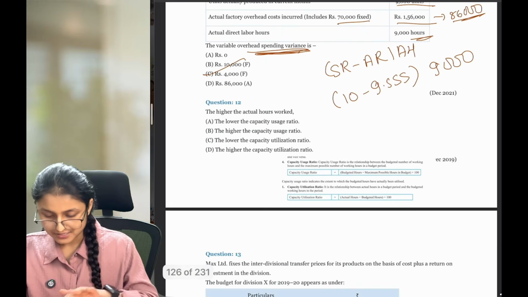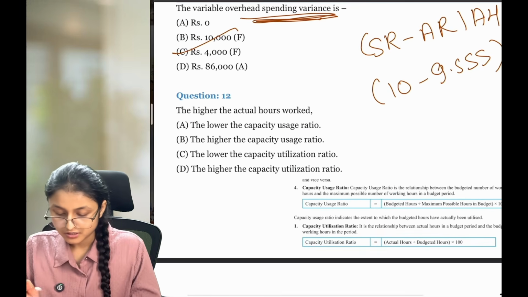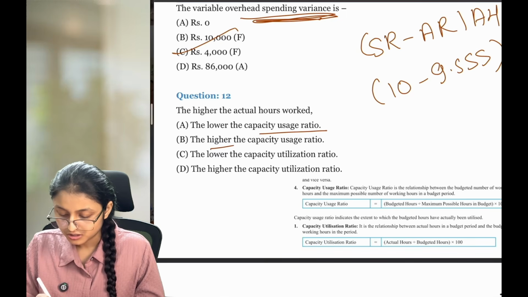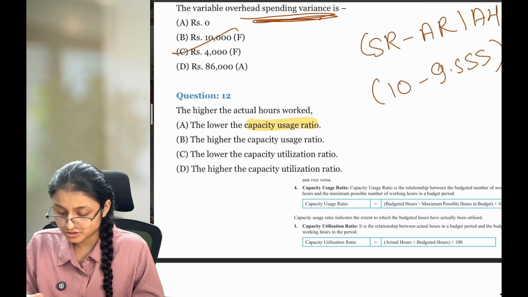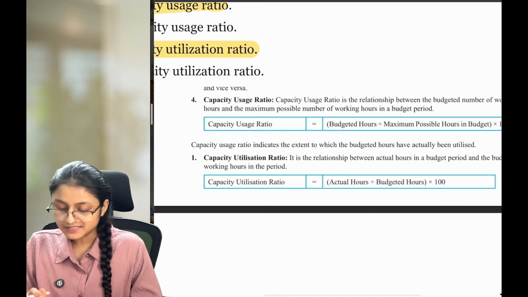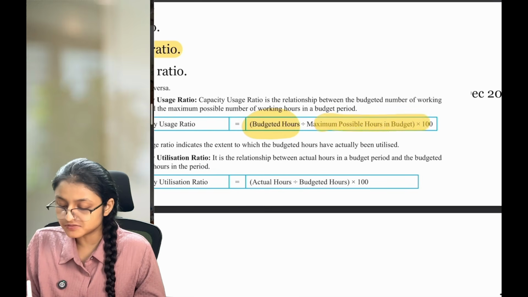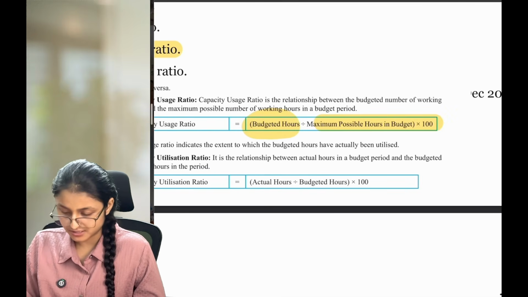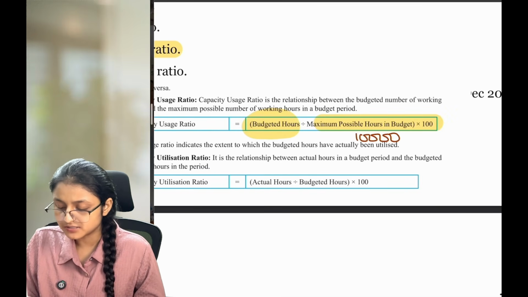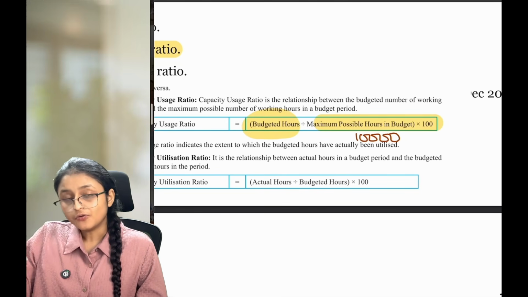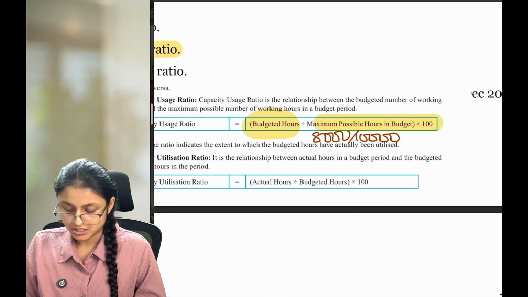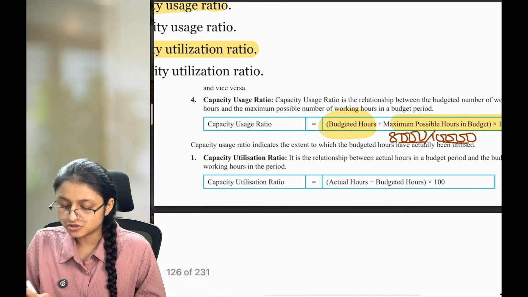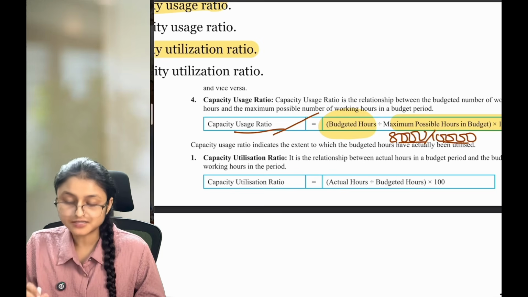Done. Next, the higher the actual hours worked, the lower the capacity usage ratio; higher the capacity usage, lower the capacity utilization; higher the capacity utilization. So first you need to understand what is capacity usage ratio and capacity utilization ratio. Capacity usage ratio is when you are comparing your budgeted hours with the maximum possible hours available in the budget itself. So let's say in budget we have 10,000 hours, but out of this 10,000 hours, only as per budget itself, only 8,000 hours is what we can work for. So this is a comparison of budgeted hours with the maximum capacity available, and that is your capacity usage ratio.